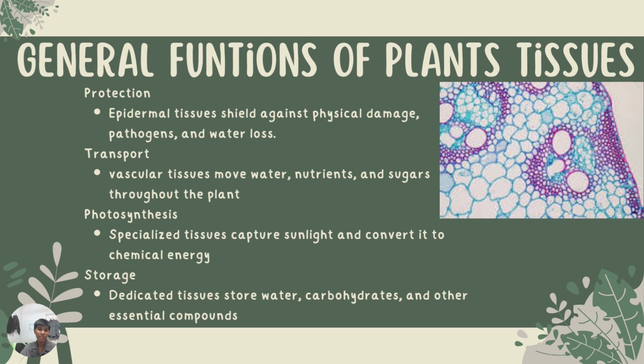General functions of plant tissue, we have four. The first one is protection. Epidermal tissue shields against physical damage, pathogens, and water loss. The second one is transport. Vascular tissues move water, nutrients, and sugar throughout the plant. And photosynthesis, specialized tissues capture sunlight and convert it to chemical energy. And the last one is storage. Dedicated tissues store water, carbohydrates, and other essential compounds.